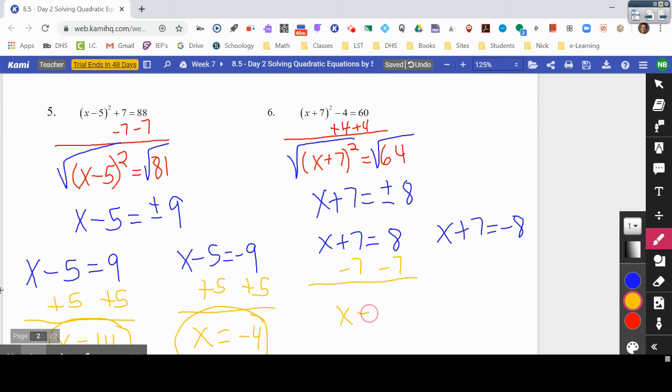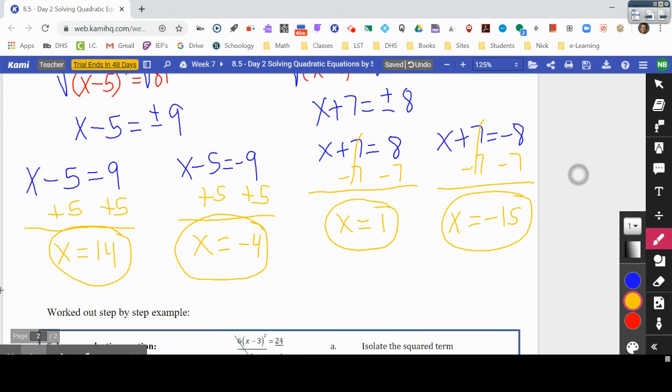So you get x is equal to 8 minus 7, which is 1. And then for this second equation, I'm going to do the same thing. I'm going to subtract 7 from both sides. But this time, we have negative 8 minus 7, which is going to be negative 15. So again, hopefully you got those same answers. If not, that's okay, because you're going to do some more practice after this.